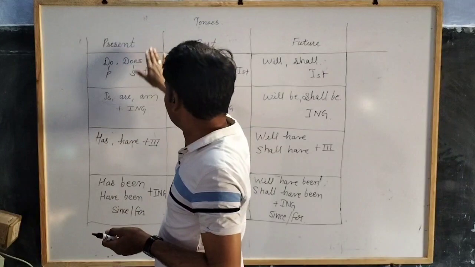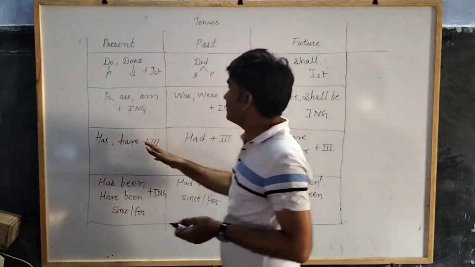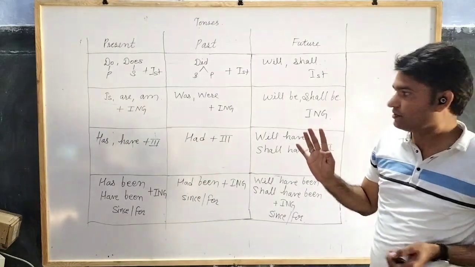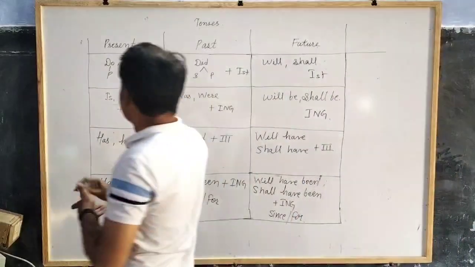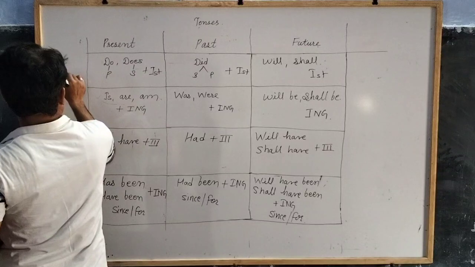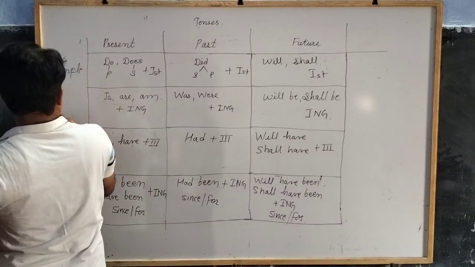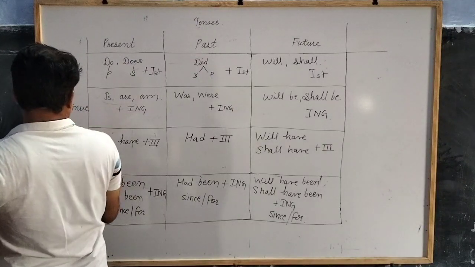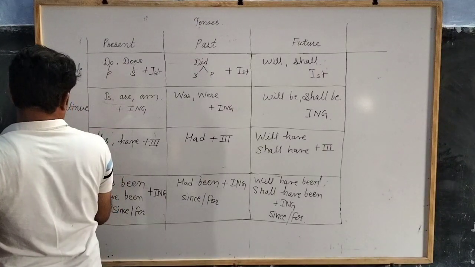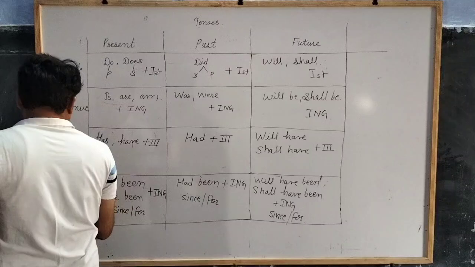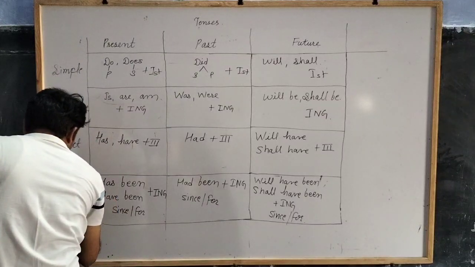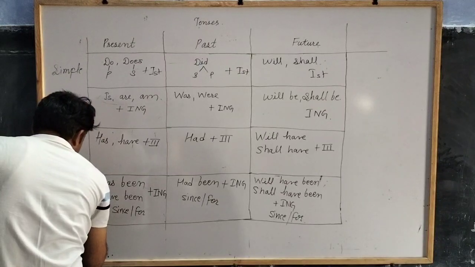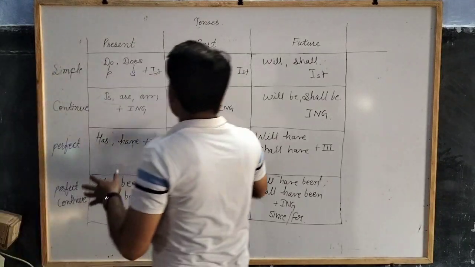At that time I told you these all three tenses are divided into four parts. The first part is called simple. The second is called continue. The third one is called perfect. And the fourth one is called perfect continue.